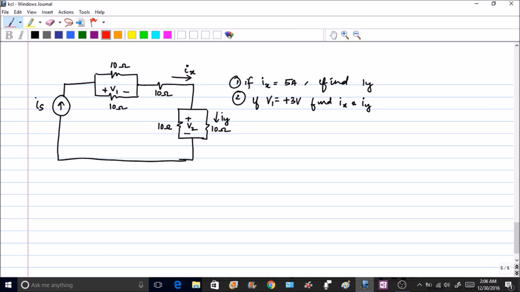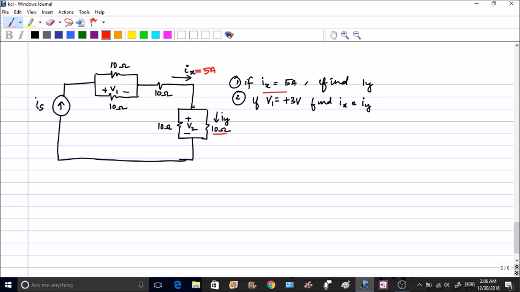Now just take the third problem which is given here. In the third problem, the circuit is fairly simple. You can clearly see Ix is equal to 5 amps. So they have given the Ix value to be equal to 5 amps. You have to find the value of Iy. So Iy is the current which is flowing through the 10 ohm resistor in which you have the voltage V2.